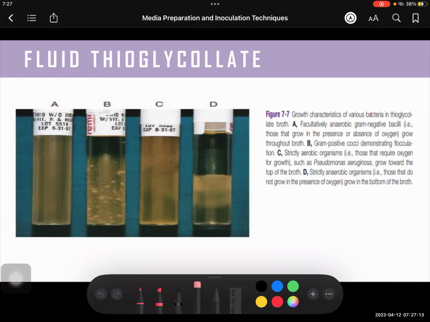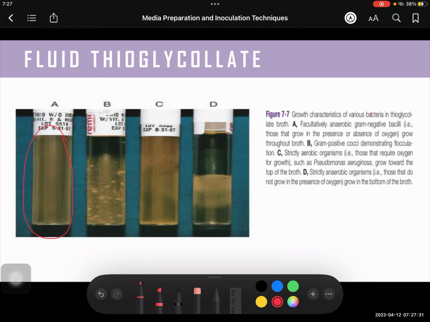So for letter A, diba, as you can see, there has been growth all throughout the broth. Again, there has been growth all throughout the broth. Diba? As you can see, there is turbidity all throughout the broth.